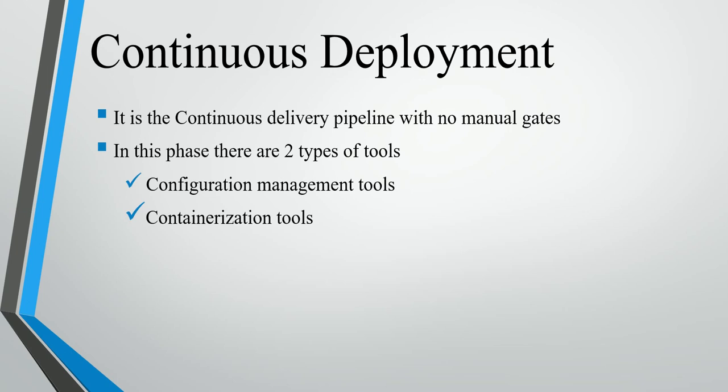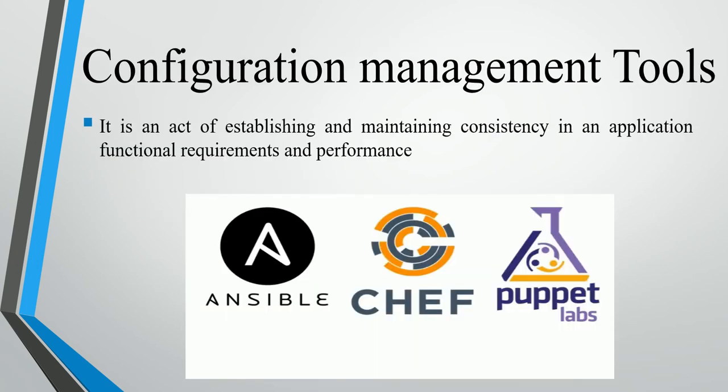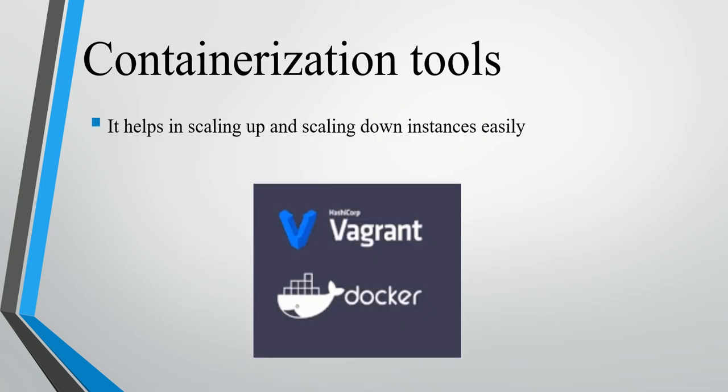Continuous deployment. It is the continuous delivery pipeline with no manual gates. In this phase, there are 2 types of tools, configuration management tools and containerization tools. Configuration management tools maintain consistency in an application's functional requirements and performance. The tools used are Ansible, Chef and Puppet. Coming to containerization tools, they help in scaling instances up and down easily, and the tools used are Vagrant and Docker.